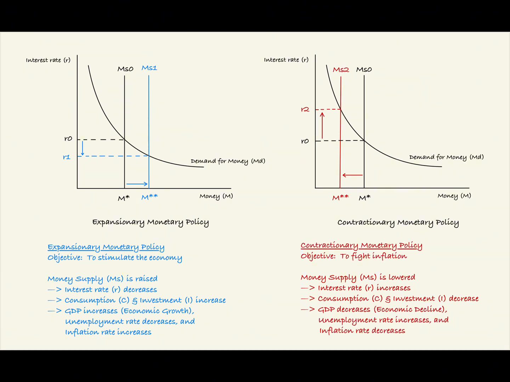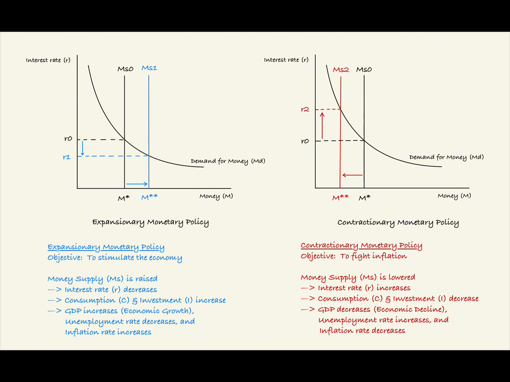When the interest rate decreases, it becomes cheaper to borrow money. Therefore, both consumption and investment increase. As a result of the increase in both consumption and investment, the GDP also increases, a sign of economic growth. The unemployment rate decreases, and the inflation rate increases.